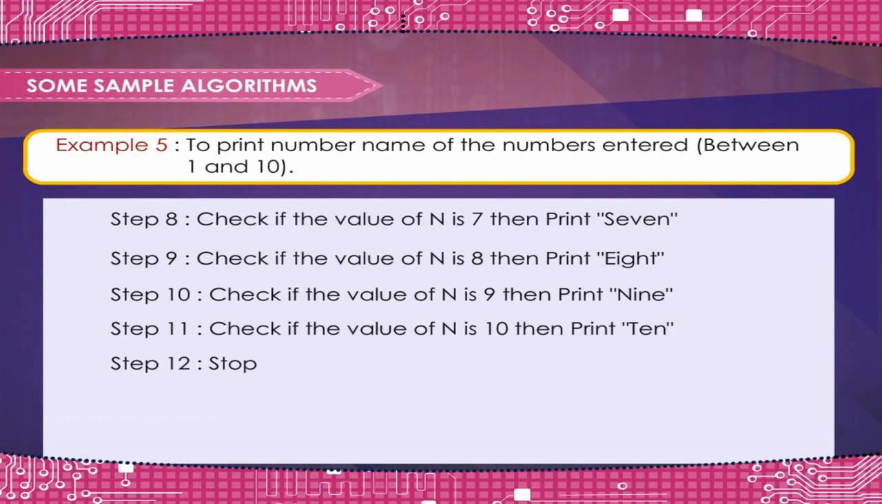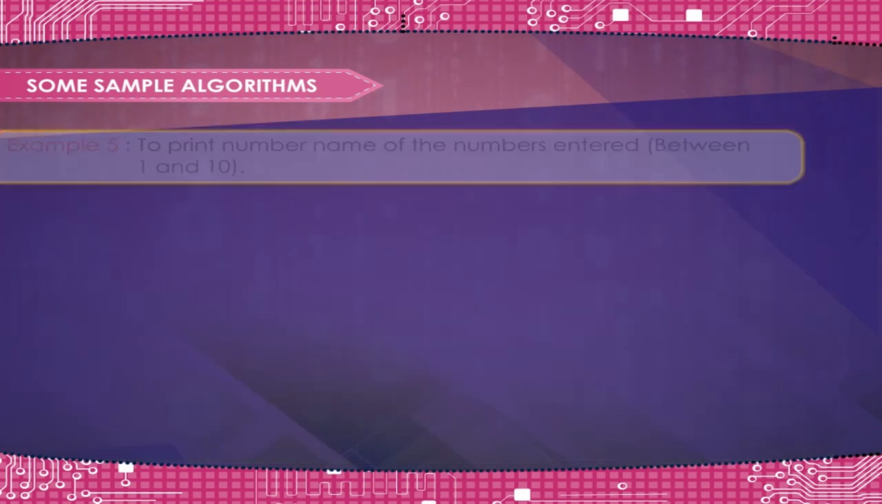Step 12. Stop. Point to be noted in these examples is that only important steps of the program should be mentioned while writing an algorithm.